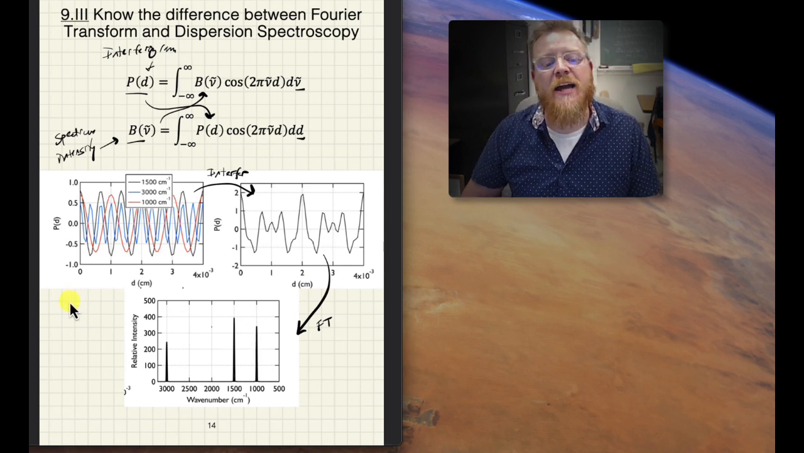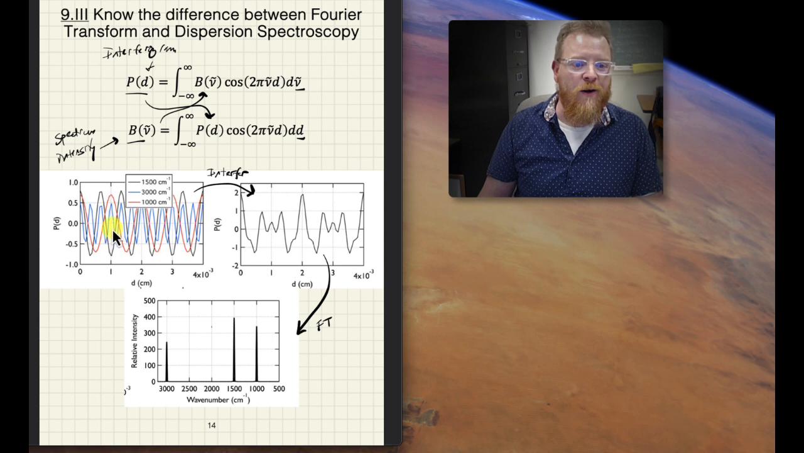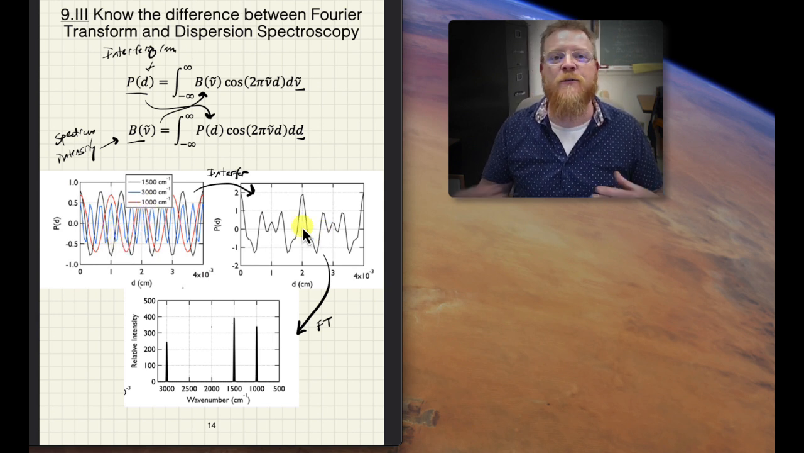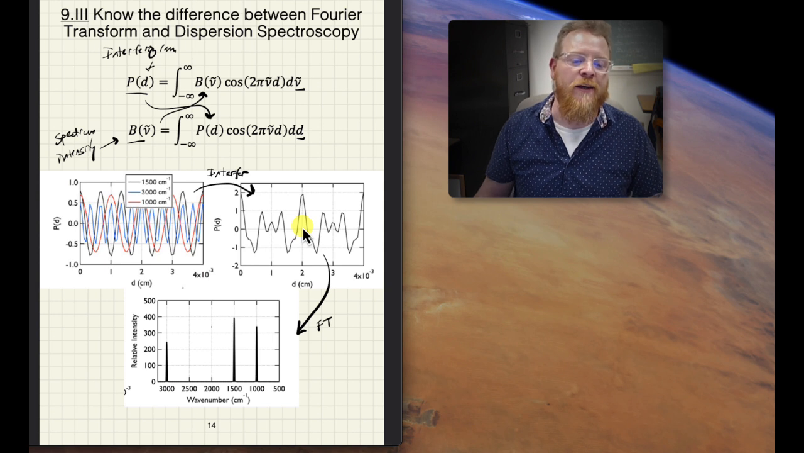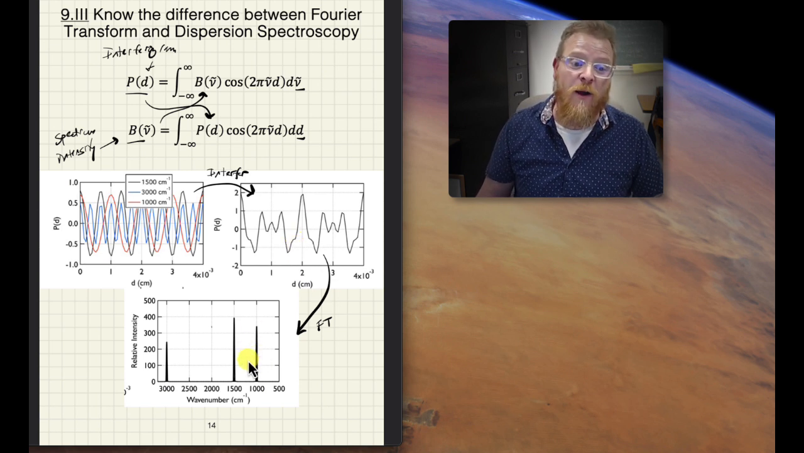And so as you might imagine, an actual FTIR spectrum is much more complicated than this. So there are thousands of interfering frequencies to give a super complicated interference pattern. So that's why looking at an interferogram on an IR spectra is not particularly useful. The Fourier transform, on the other hand, is.